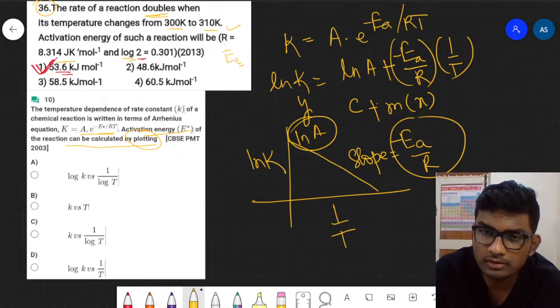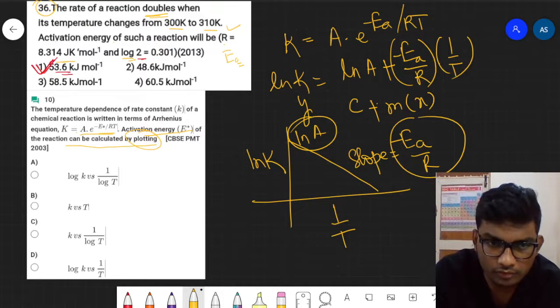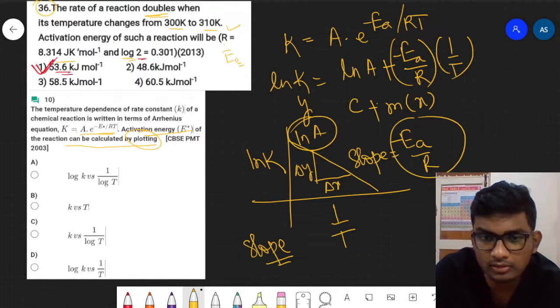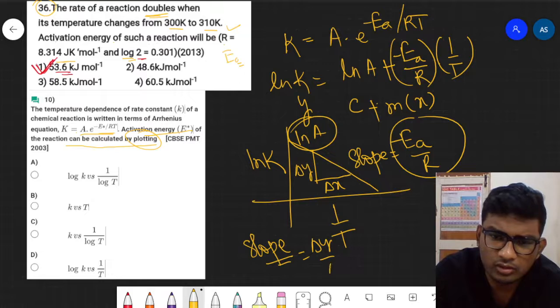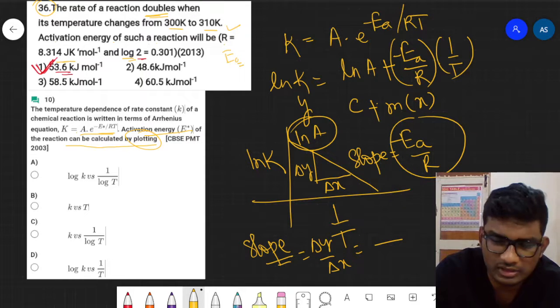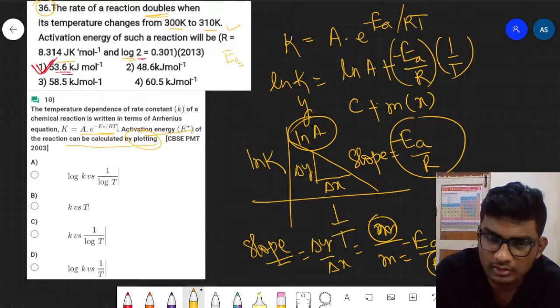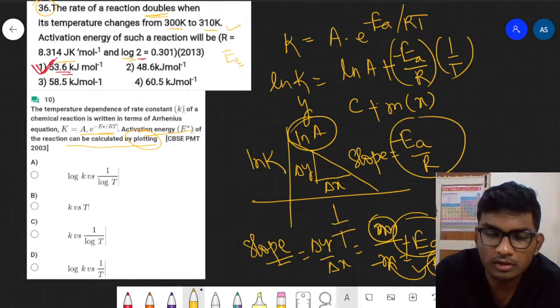So how can you determine the activation energy from here? When you plot the graph, you will definitely get a slope like this. You can take the delta y, you can take the delta x, so you can find out the slope. There will be a value; suppose that value is m. So now m equals minus E upon R, and R, you know, is the universal gas constant. Put in the value, multiply it, and change the sign, and you will get the activation energy.